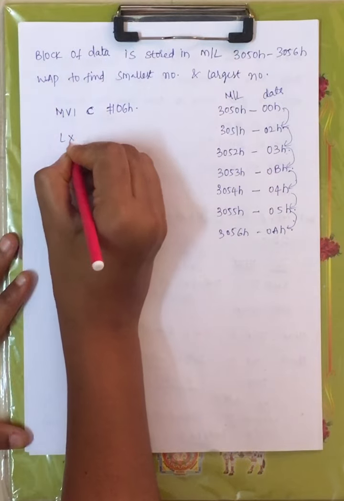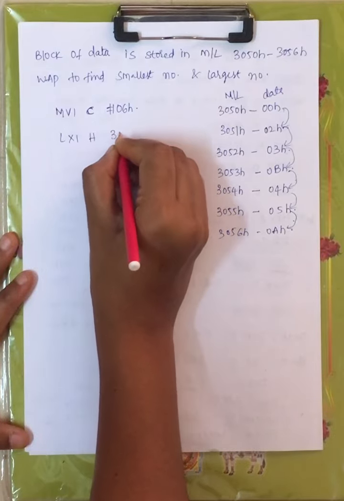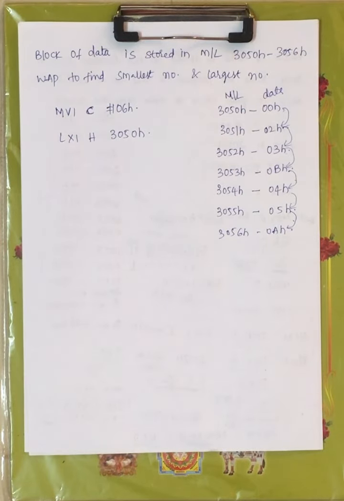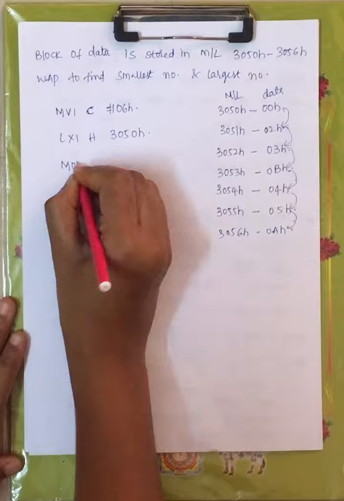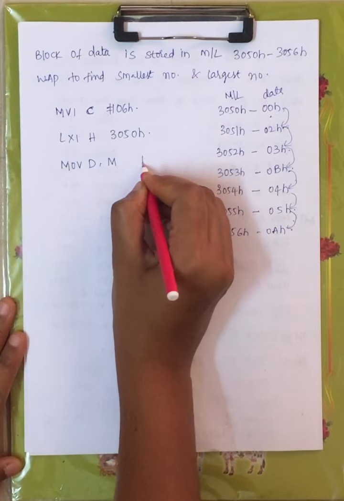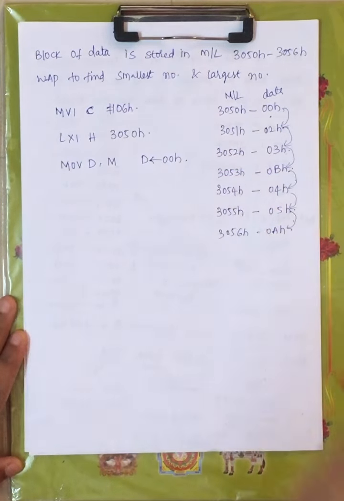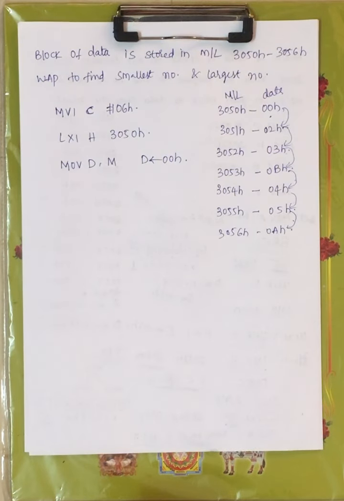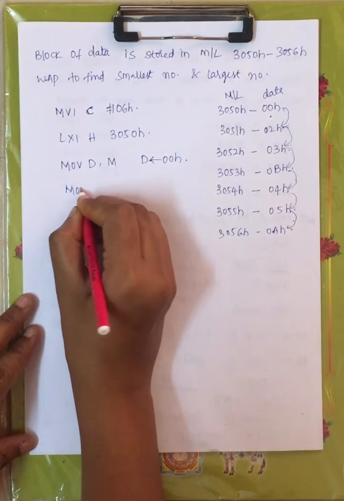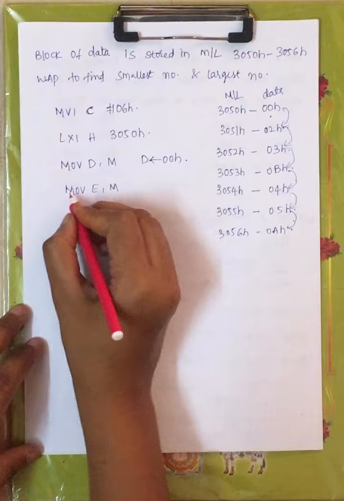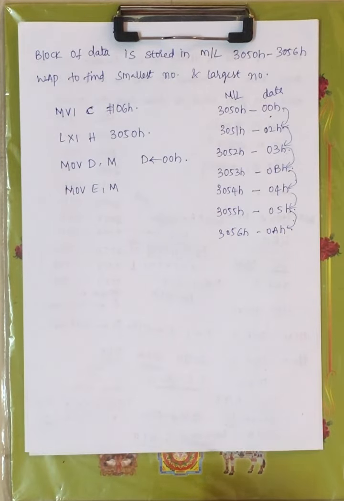Coming to the next instruction, LXI H, 3050h. Next, MOV D, M. 3050h is storing data 00h, and that is moved to the D register. Next, MOV E, M. Again it is moved to the E register.